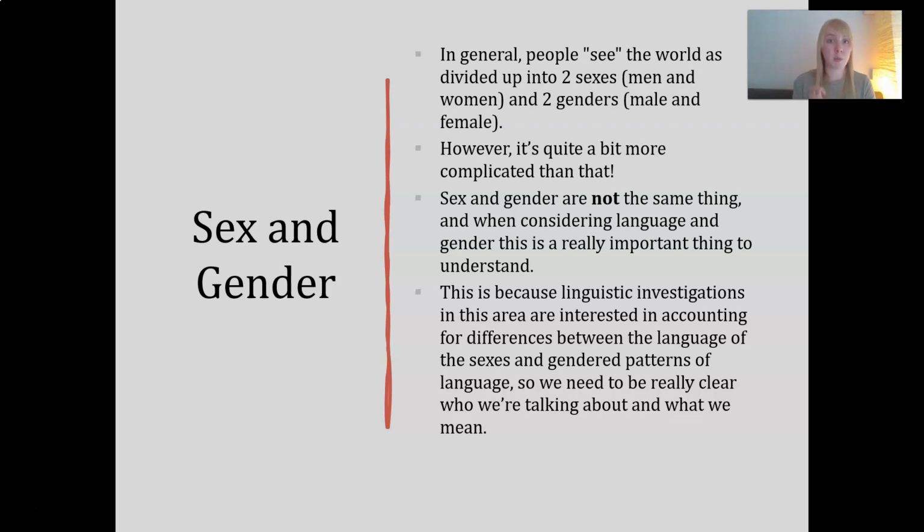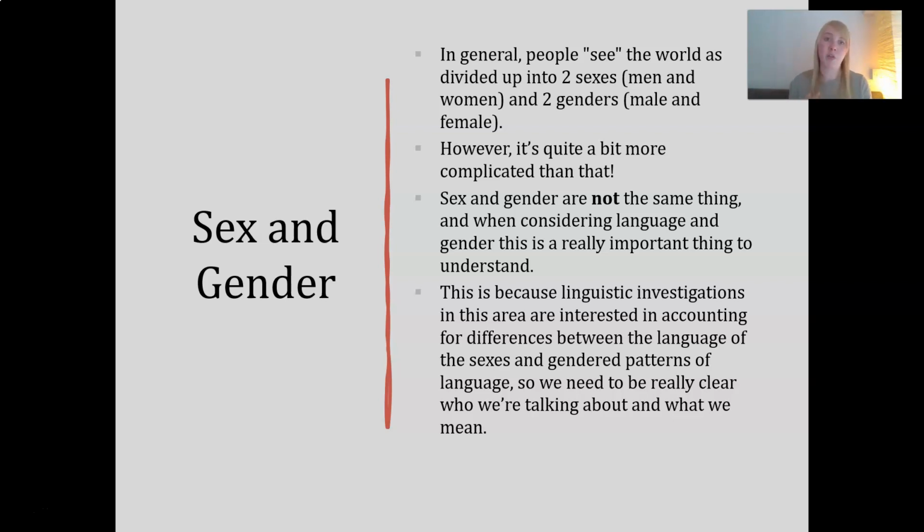So people will generally talk about men and women, and two genders that map onto those two sexes. So if you're a man, you're male. If you're a woman, you are female. However, it's quite a bit more complicated than that, and there's been a very long-standing history of research in all different areas, not just in English language and linguistics, but also in biology, in psychology, in sociology, that would say that that's not necessarily quite an accurate way of talking about those two different things. So I'm going to spend a little bit of time now just talking you through the distinctions.